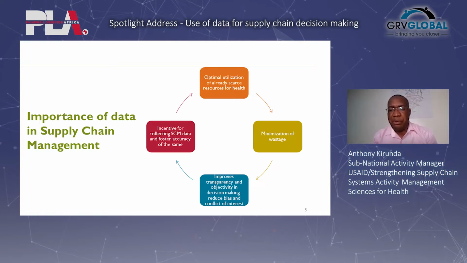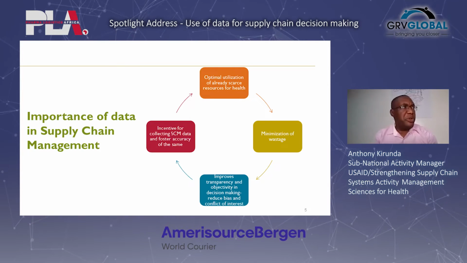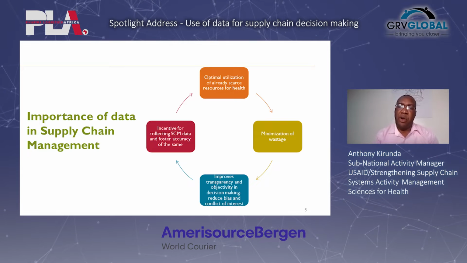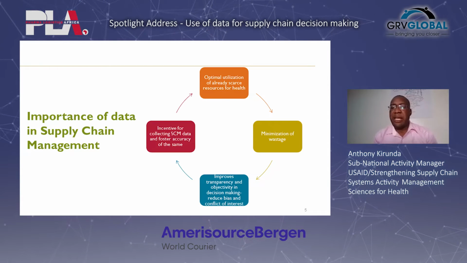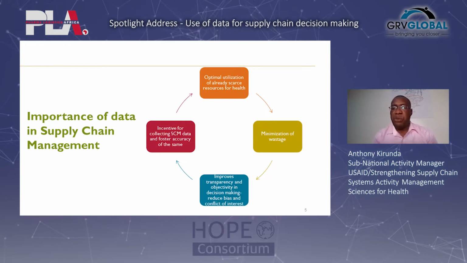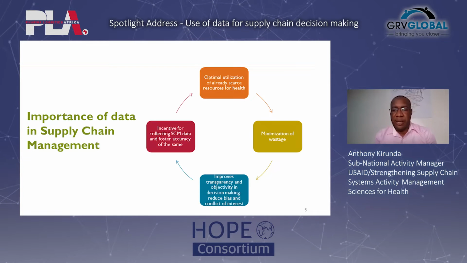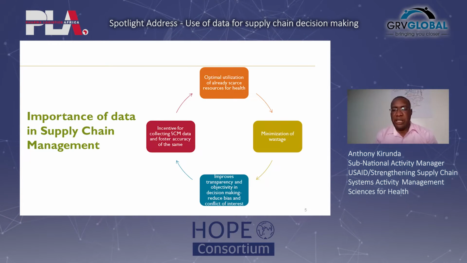Then also we avoid wastage, because if we do not use data for decision making, we are going to have overstocks and expiries happening because we have procured commodities which we do not need; we over-quantified. So there will be a lot of wastage there which we need to minimize.